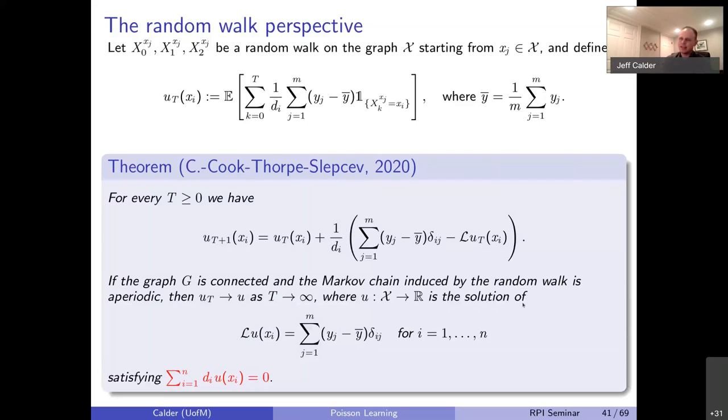And actually, you also get that this sequence of functions satisfies a very simple recursion, which looks like a discrete heat equation on a graph. This gives you a very easy way to compute the solution to the Poisson learning equation, which is just that you iterate this until convergence.